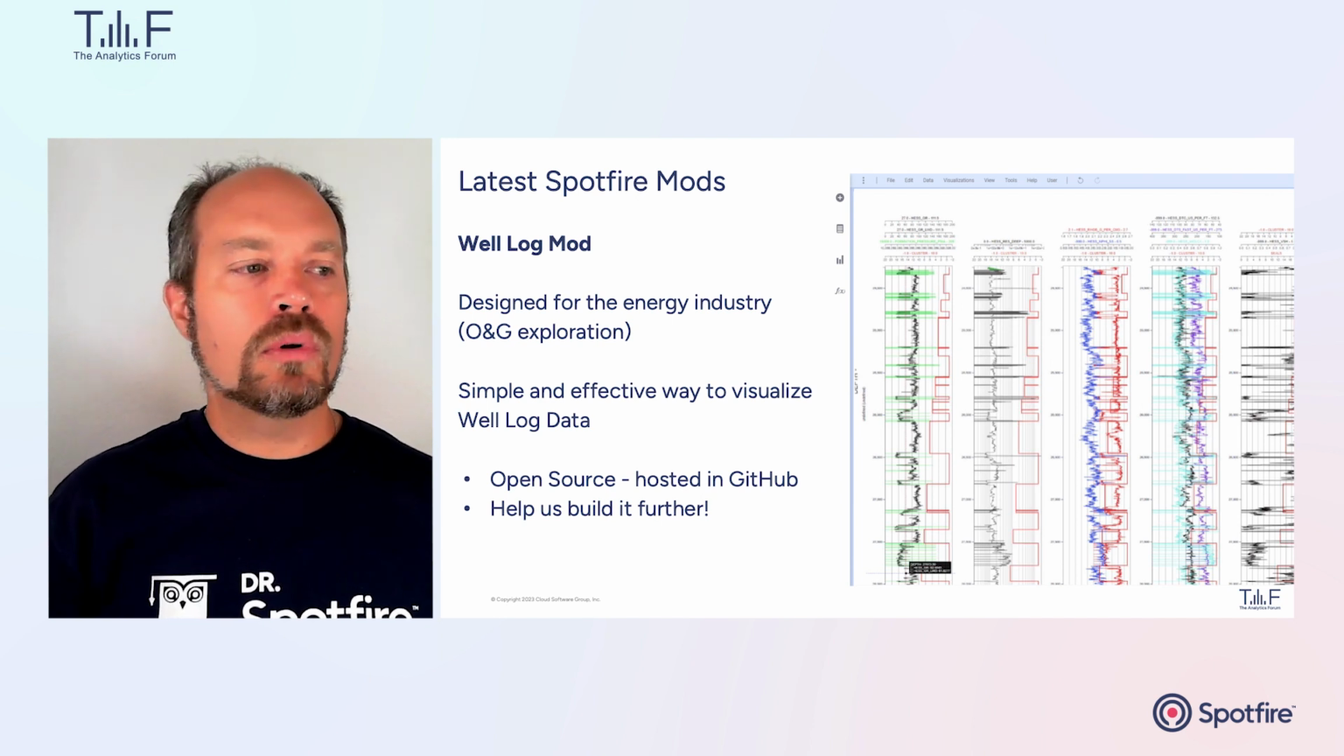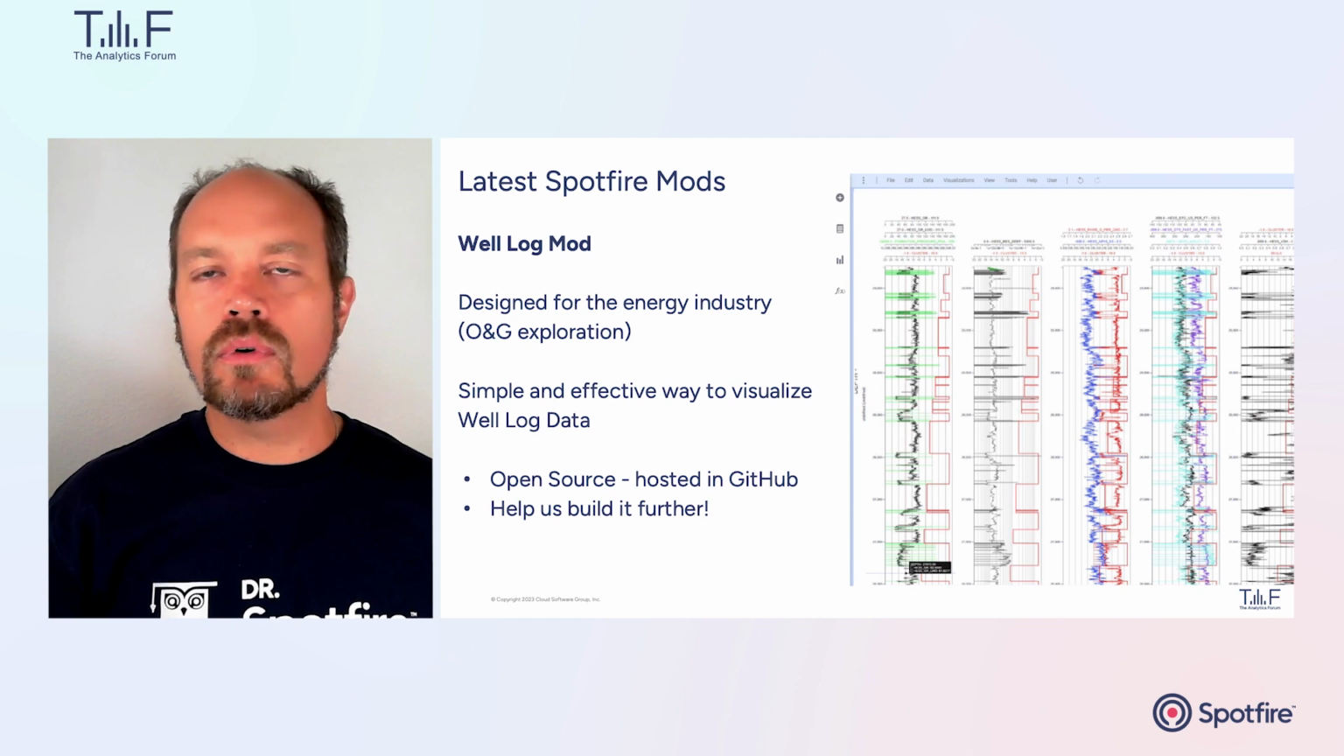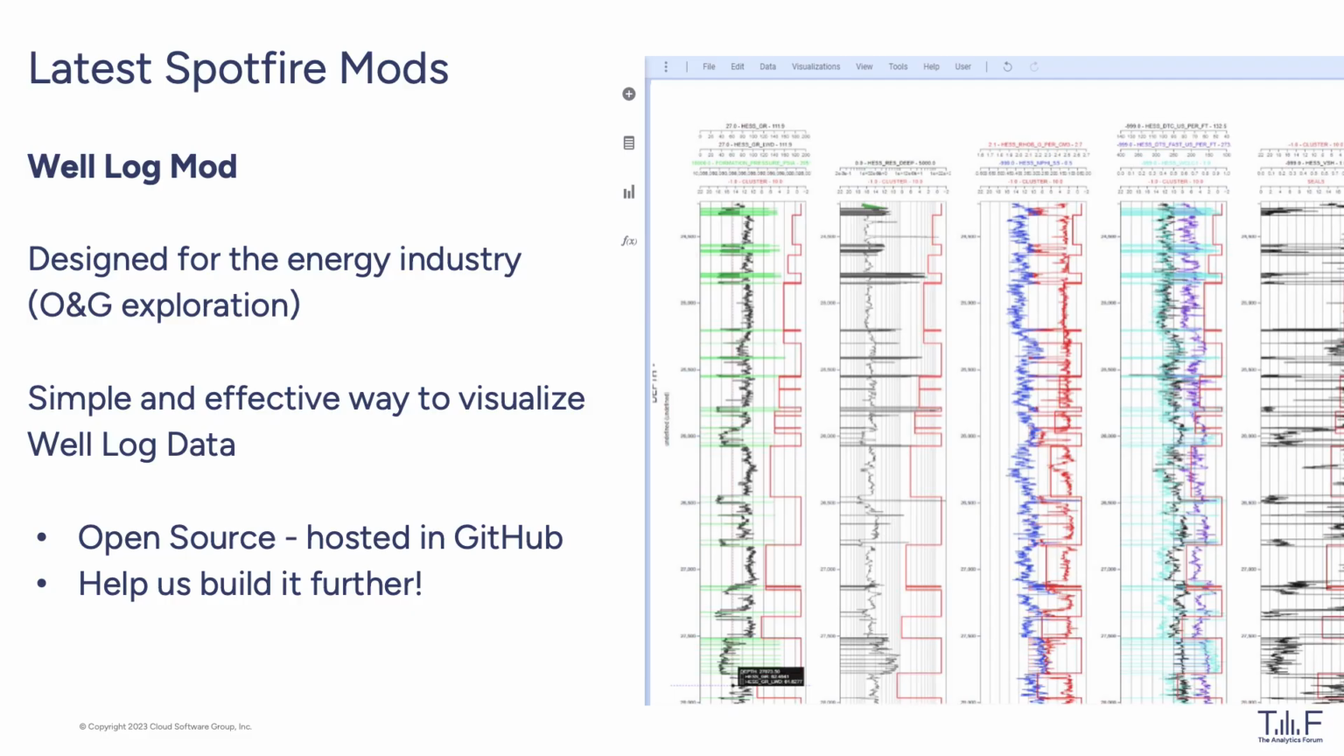So this is another example, the well-log mod. The well-log mod is good for the oil and gas industry for exploration. And here on the right, you see different tracks and different curves. Each track has depth on the vertical axis and is measuring different petrophysical properties. So you can detect where it's oil by comparing different properties. And you can have multiple curves per track, you can have multiple tracks, and it's very useful. It's a very simple and effective way to visualize well-logged data.